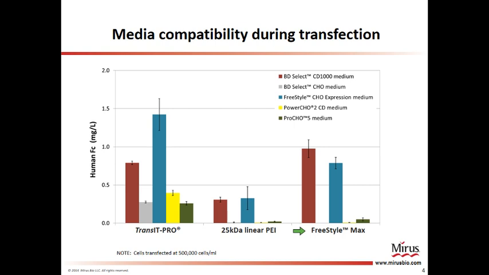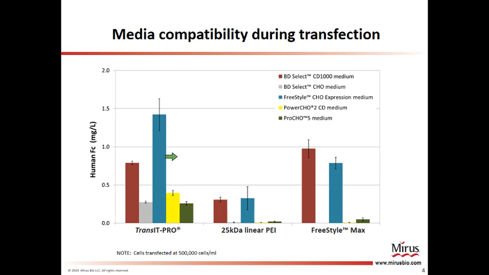So as I mentioned, we also looked at 5 different commercially available media formulations: 2 from Becton Dickinson, including the BD Select CD1000 medium and the BD Select CHO medium, Freestyle CHO expression media from Life Technologies, now Thermo Fisher, and 2 Lonza medias, the Power CHO 2 CD media and the Pro CHO 5 media. And hopefully you can see, looking across these bars, that there is varied expression levels depending upon both the media and also among different transfection methods.